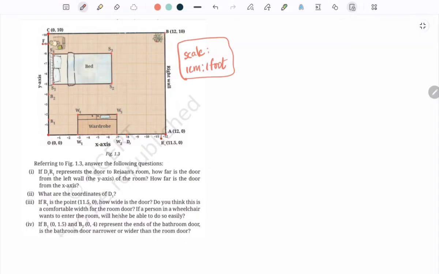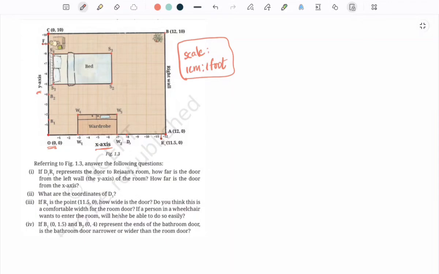Now we can see this is the origin point, and from here this is the x-axis and this is the y-axis. Here we are given a bedroom of a student Rayan, and we have to answer the questions based on the given figure. So let's go to the first question. Always remember, don't panic when the question is big. If the question is big, just remember they are giving too much information, and if they give too much information, it is really easy to solve. That's how you approach the problem, always with that mindset.